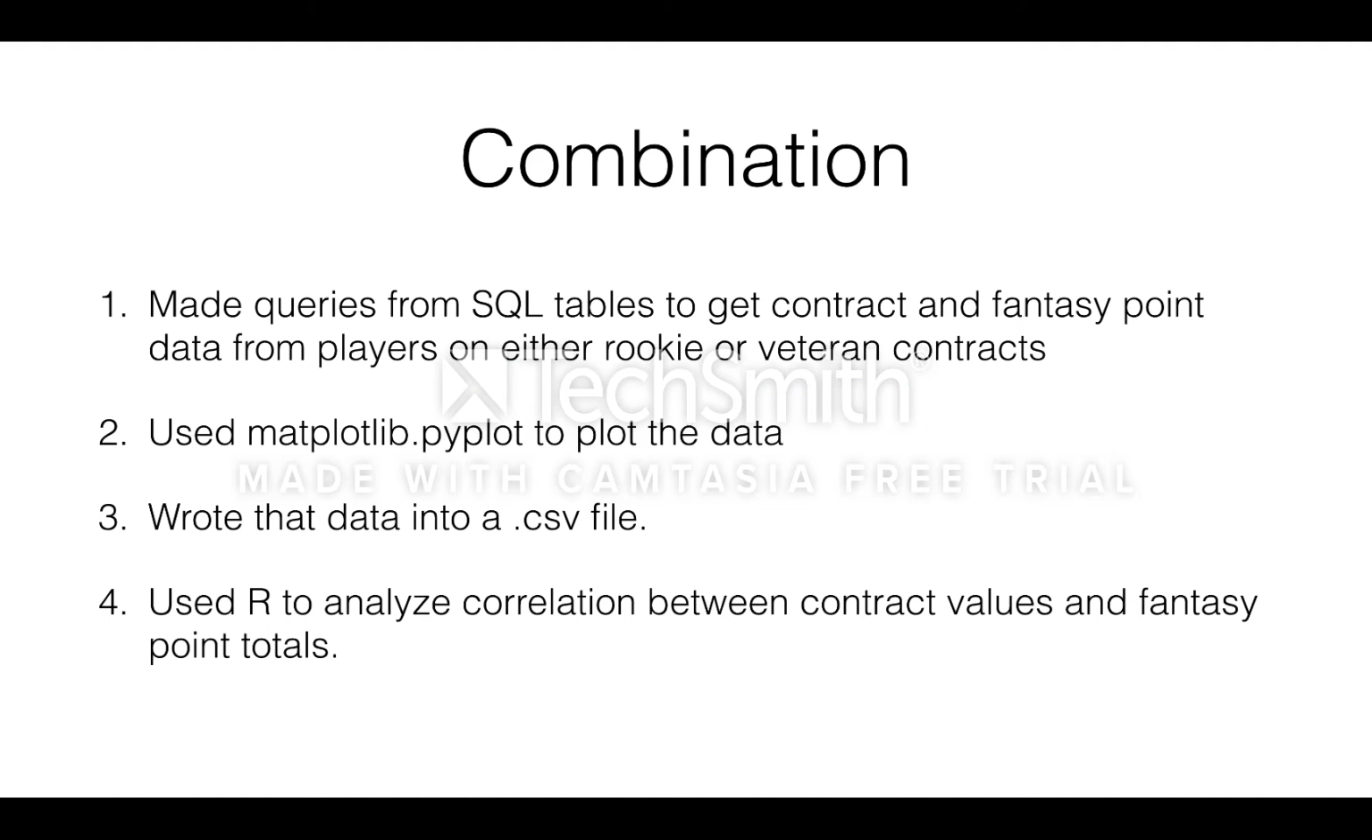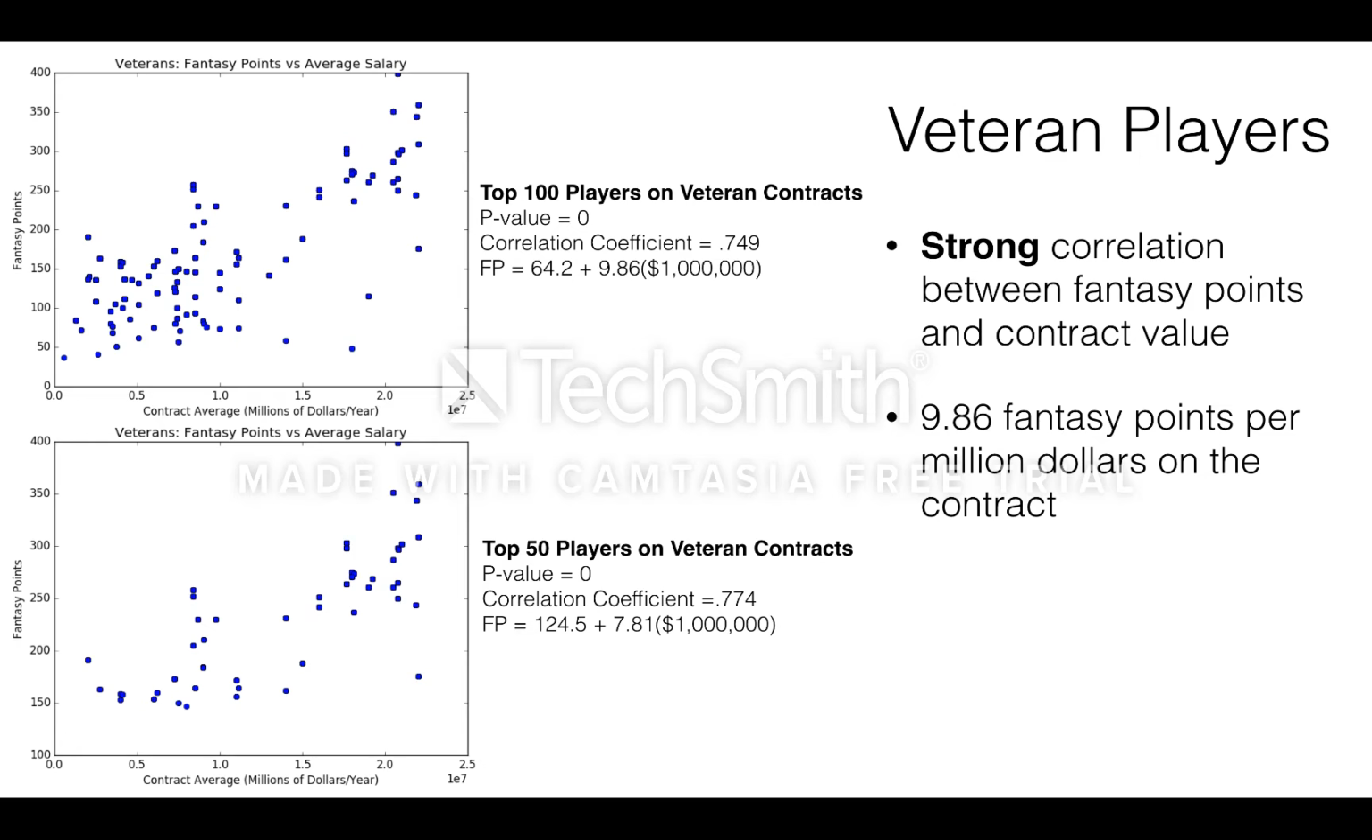To combine all this information, I made queries for my SQL tables, used a Python library to plot the data, wrote the data into a CSV file, and used R to analyze the correlation between the variables. For veteran players, I found a strong correlation between the two, regardless of using the sample size of either 100 or the top 50 players.